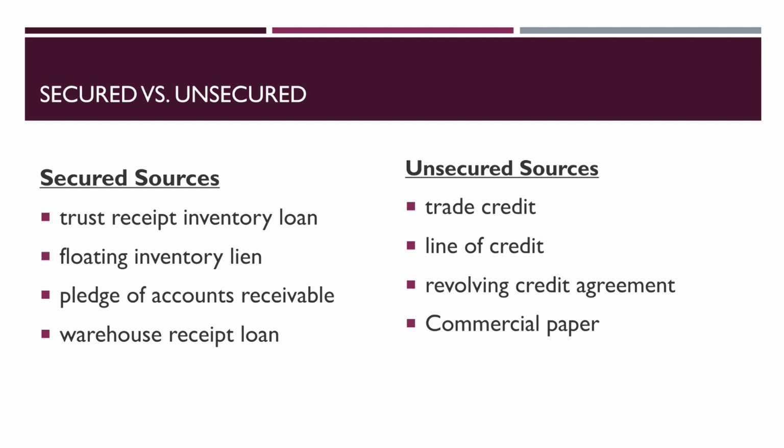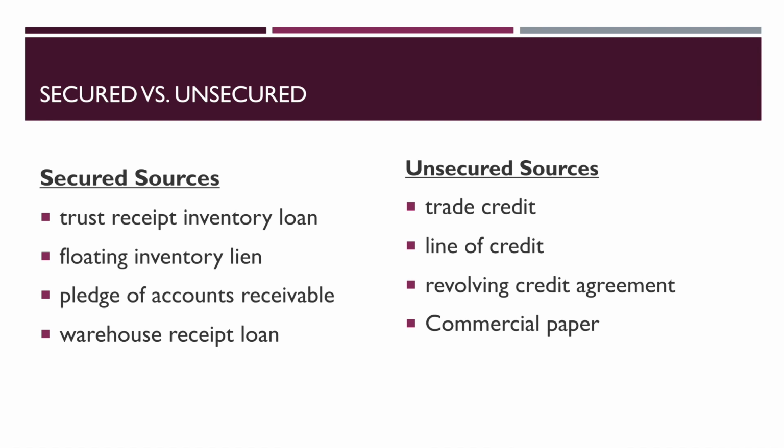A second option for unsecured sources is a line of credit. A line of credit specifies the maximum amount of an unsecured short-term borrowing the bank will allow the firm over a given period, typically a year, as we talked about. The firm either pays a fee or keeps a certain percentage of the loan, generally 10 to 20%, in a checking account to the bank. So in the instance of a line of credit, the lender has some oversight of your bank account.